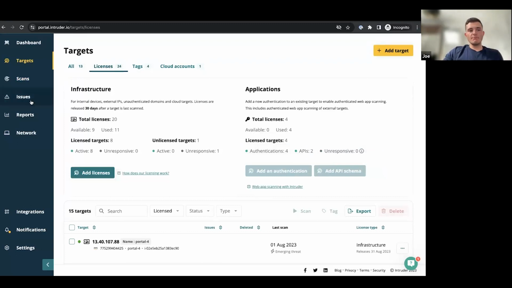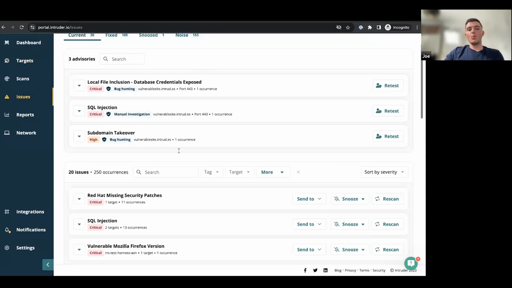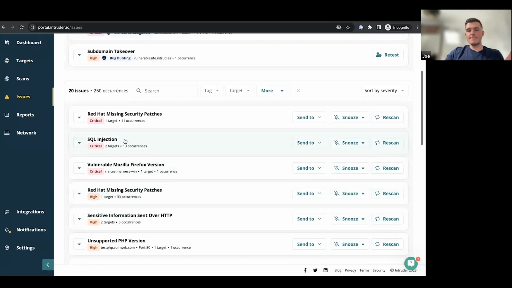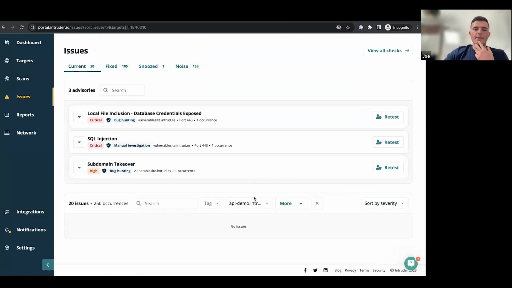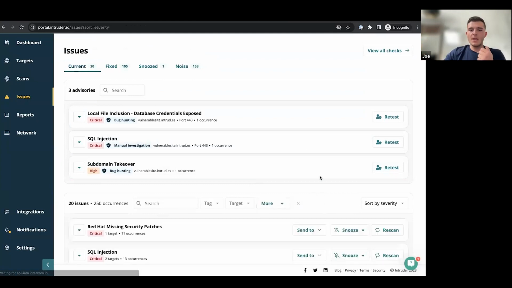Once that scan is complete, any issues that have been detected on your target will come across into your issues page here. Again, you can filter this here by your specific target. So I'm going to put API demo there. And then you can see that this one has not yet completed, so no scan issues have been found.